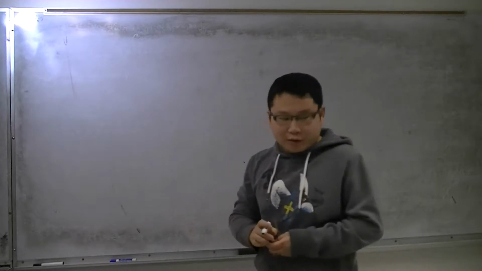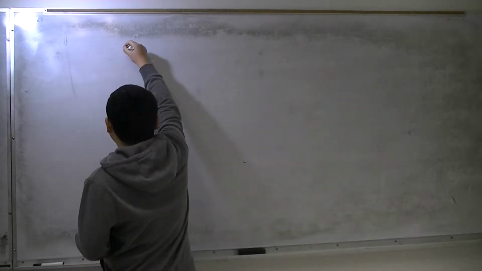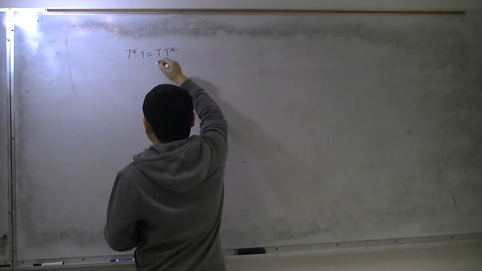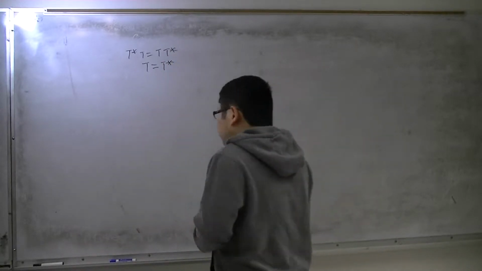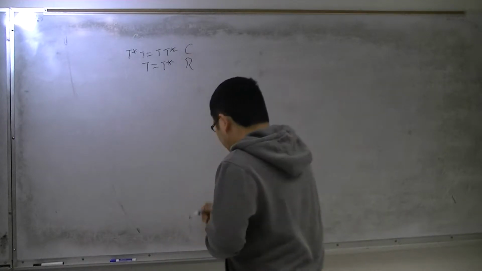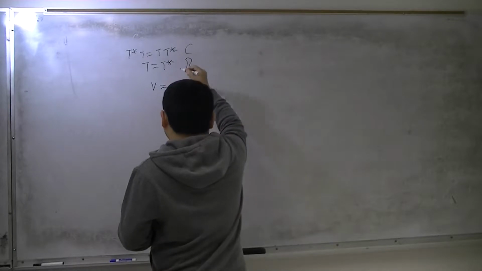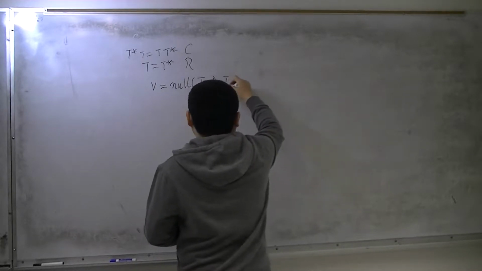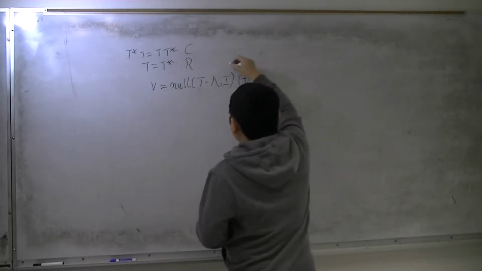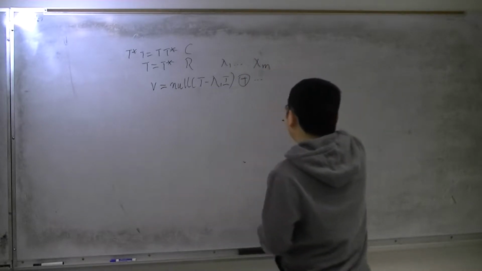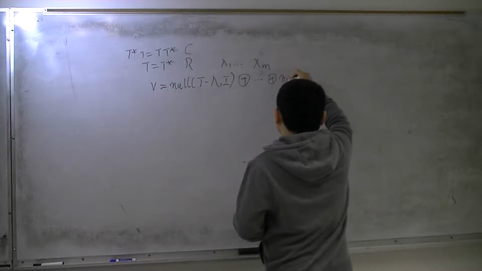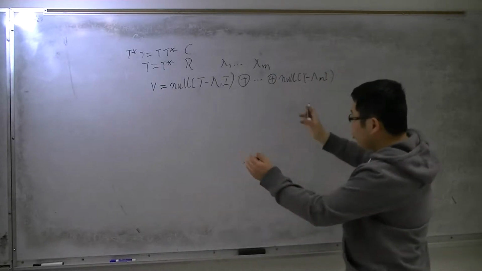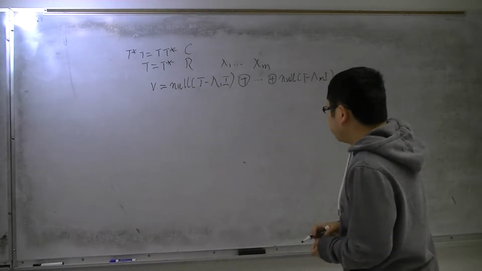From the spectral decomposition, we know that if the operator is normal in a complex vector space, or self-adjoint in a real space, the whole space V can be decomposed in this form, where lambda 1 to lambda m are distinct eigenvalues. The whole space can be decomposed like this one. This is a direct sum.